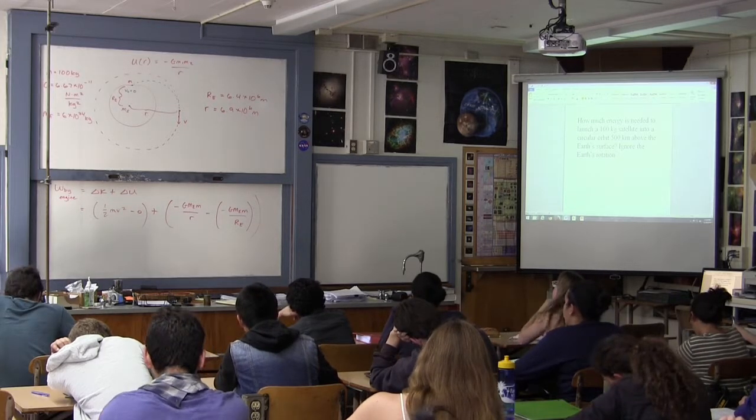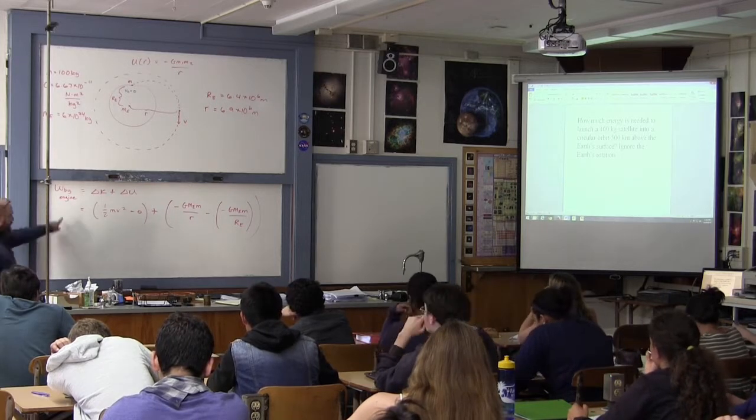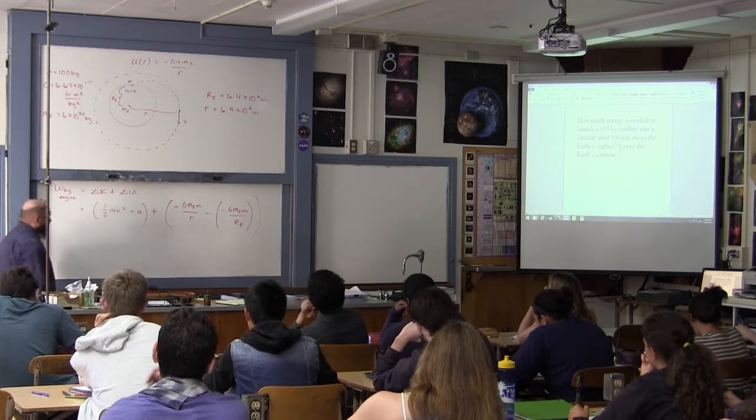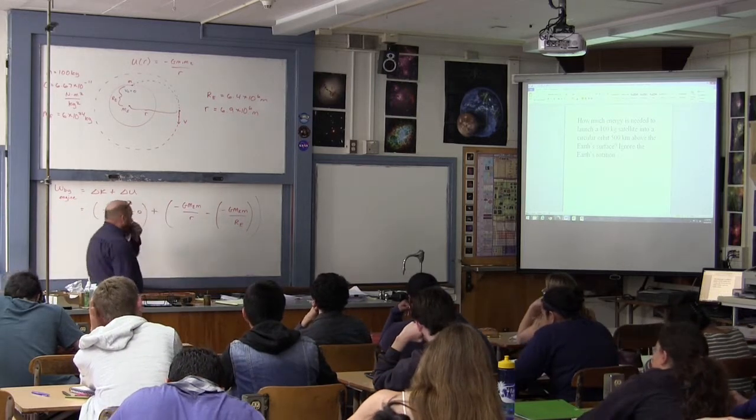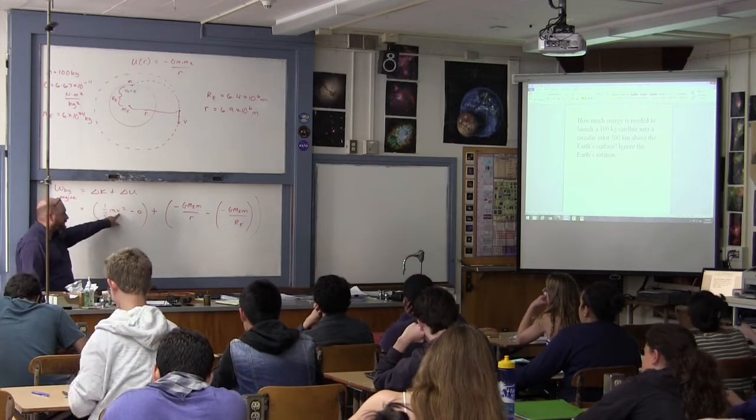Now, does the mass of the satellite, 100 kilograms, cancel out here? No. This is not 0. This is something that we're trying to find. So basically, I just have to calculate out all of this stuff to get my answer. Now, how do I calculate all of that stuff if I don't know what the speed v is?